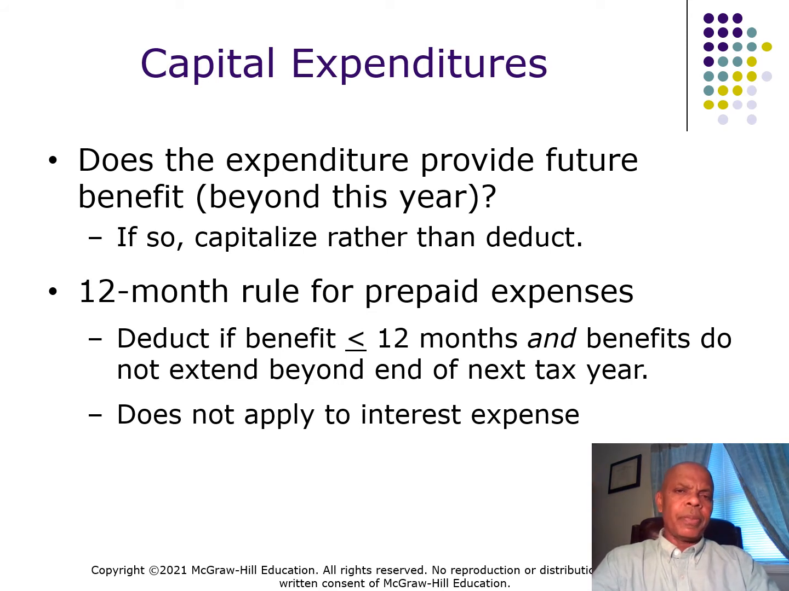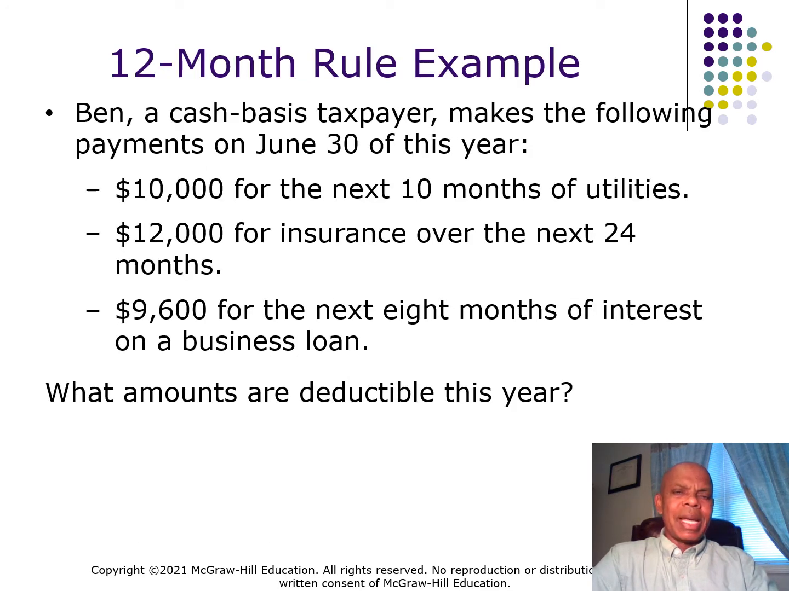That's two different things. 12-month rule for prepaid expenses: deduct if the benefit is less than 12 months and the benefit does not extend beyond the end of next year. So you can deduct if it is less than 12 months. But if you have a longer period, you cannot deduct it all this year, you have to deduct the rest in the following years. It does not apply to interest expense. Remember that.